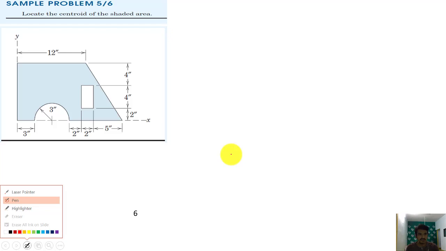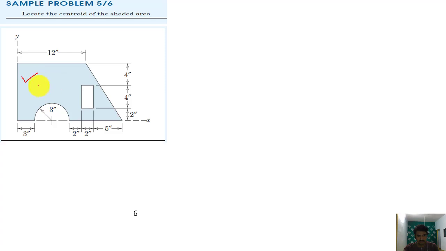We'll solve this numerical. The question is, locate the centroid of the shaded area. Whatever the shaded area is there, the sky blue color, we have to determine the centroid of the shaded area. Now actually it is a rectangle.